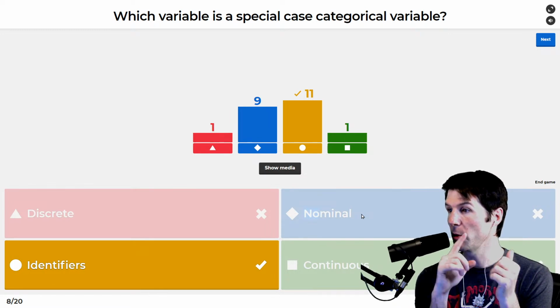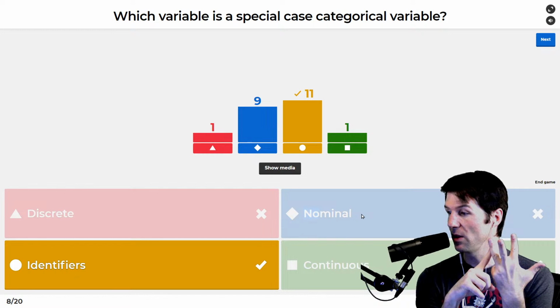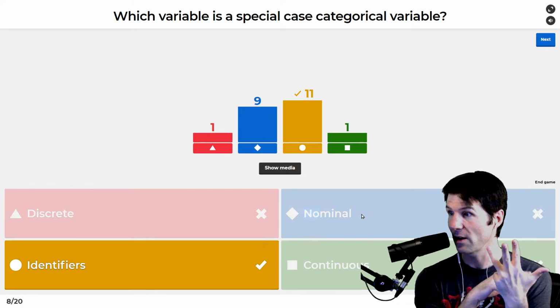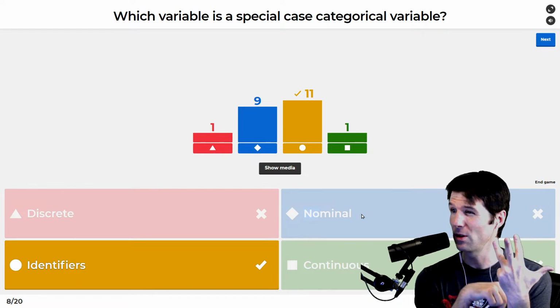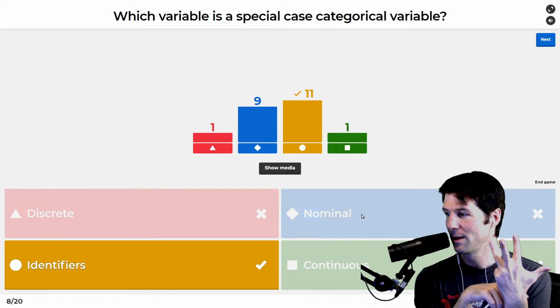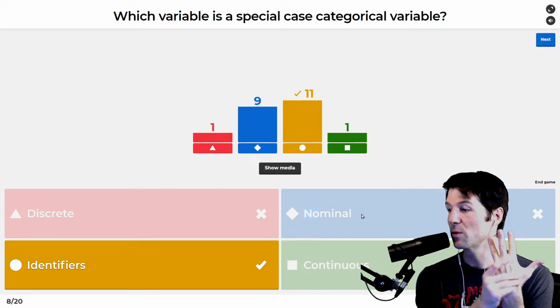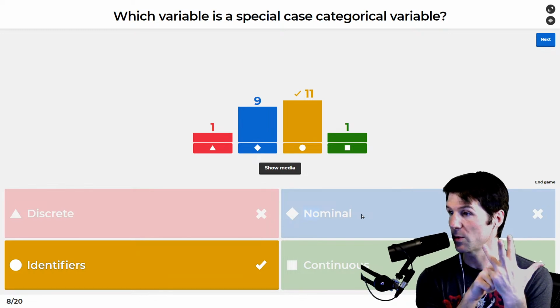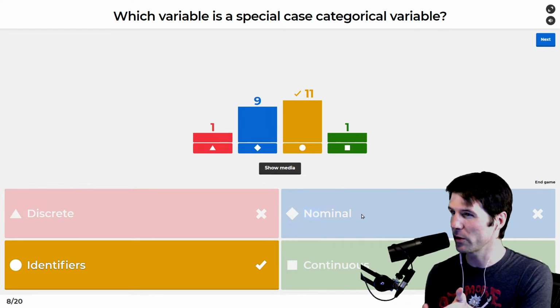If I ask you, are you a freshman, sophomore, junior, or senior? Is that nominal or ordinal? Does it have order to it? Are they categories that are in order, or do they have no order to them? A name would be nominal. And freshman, sophomore, junior, senior is an ordinal categorical variable because it goes in order. And these are categorical types of variables.